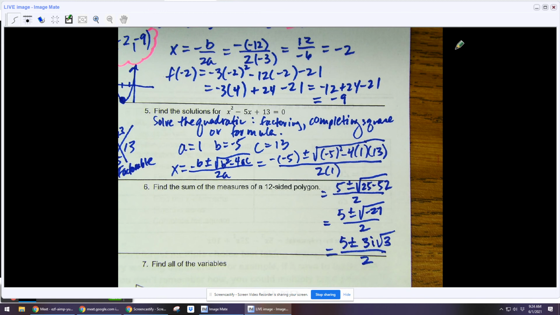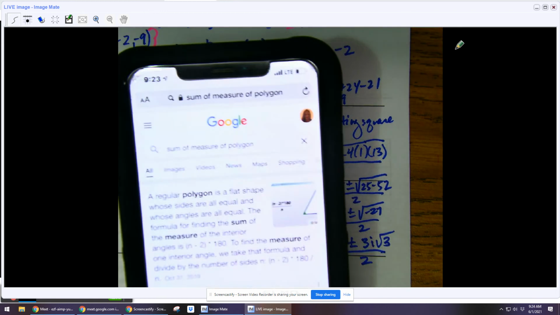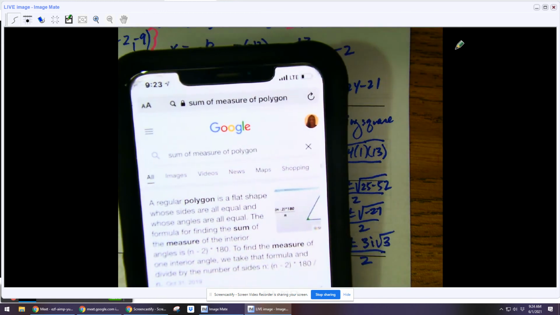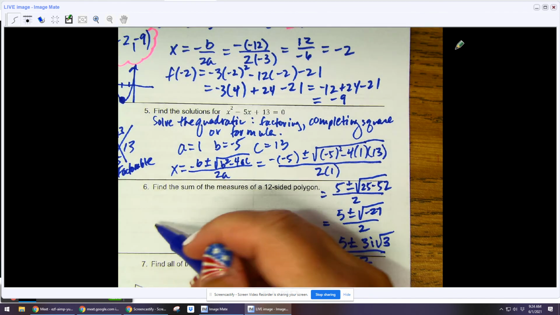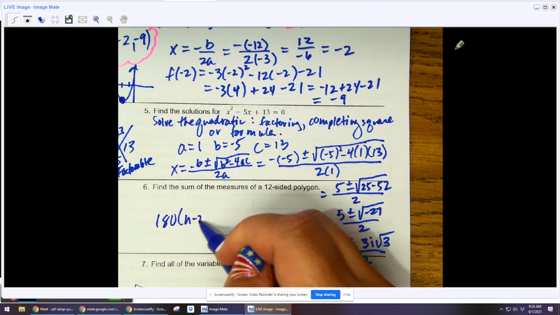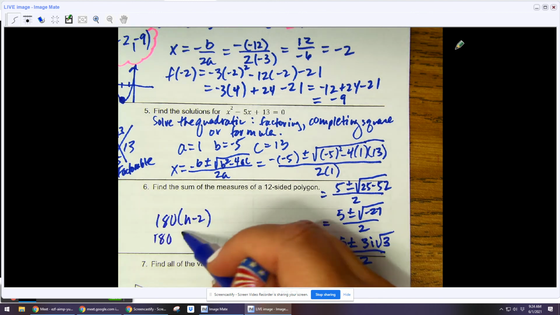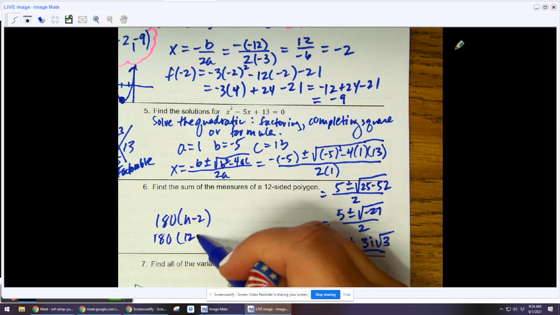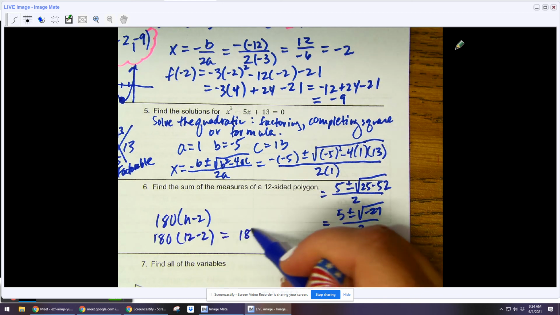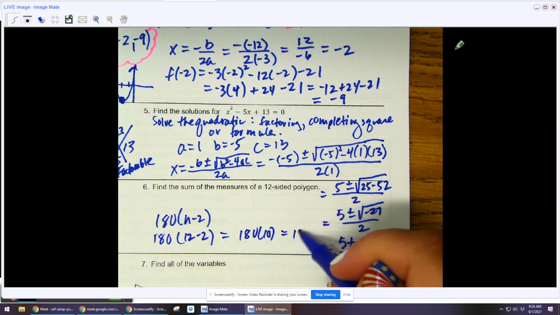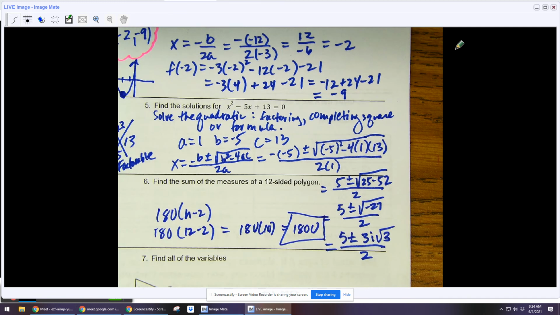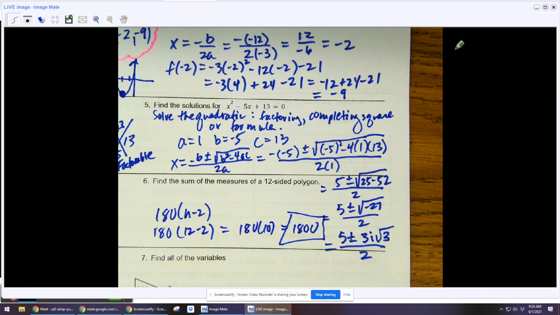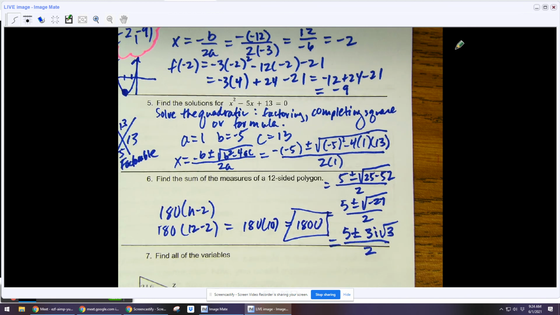Oh, look, it's the day of the test. And I search it: sum of the measure of the angles of a polygon. Remember, you have resources. So it reminds us that our formula goes like this: 180 times n minus 2. N is a 12-sided polygon. So that's 180 times 10, or 1800. And that's it. Find all these variables. I'm going to stop here because this needs its own video.